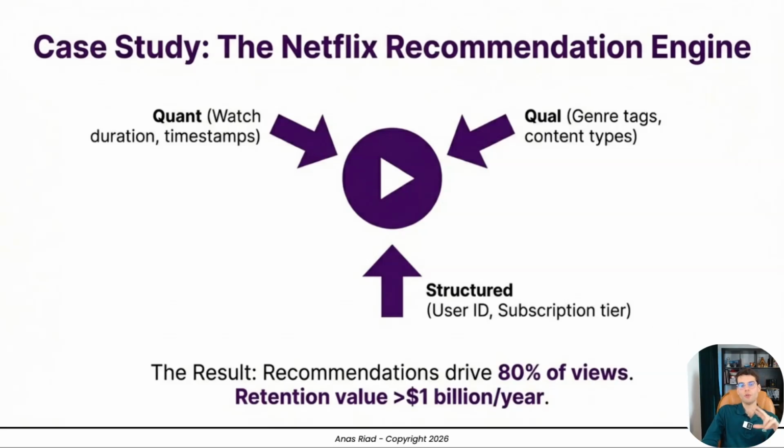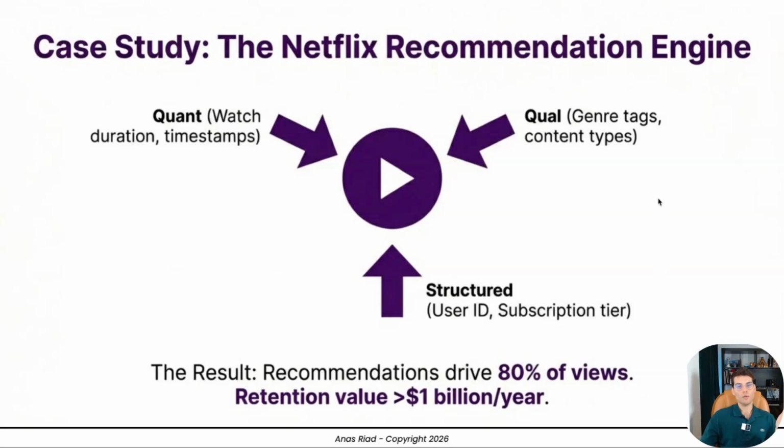Here we have a simple case study, a Netflix recommendation engine. Here we have three types of data: the quantitative, qualitative, and structured data, all in one. They're all used in Netflix. Quantitative here, for example, is the watch duration and the timestamp, so how long people have watched for, and when they started and finished watching. Qualitative here is the genre tags, the content types, the description of the movies, etc. This is text, so it is qualitative.